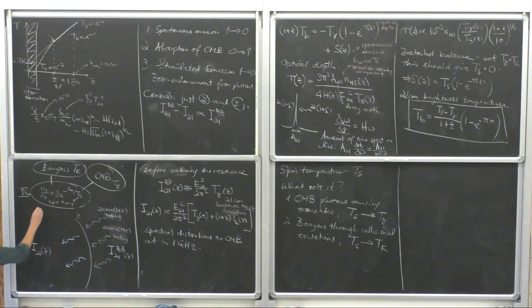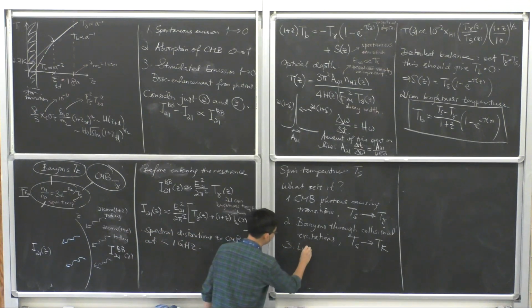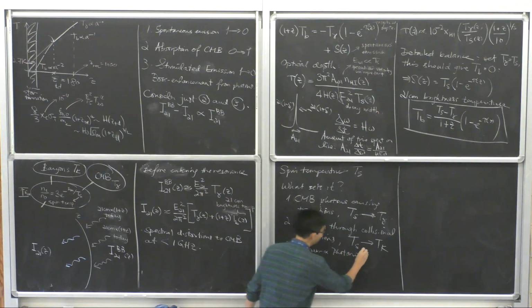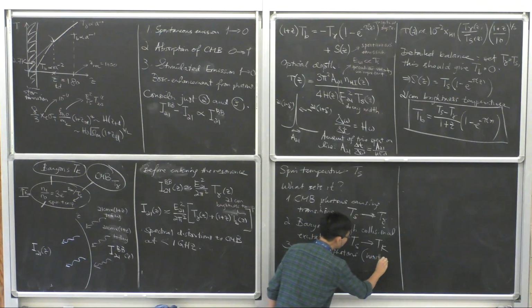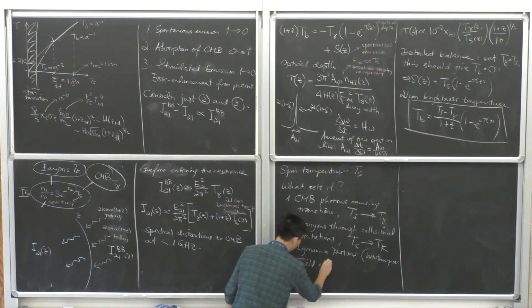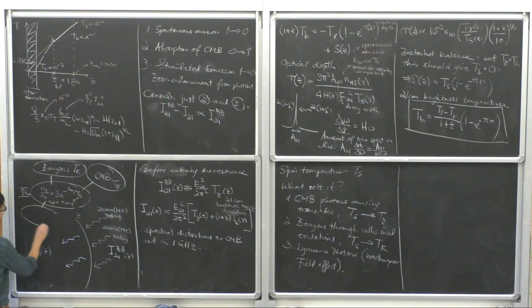Good. And now there's a last one, which is maybe the most surprising, which is Lyman alpha photons, through something called the Wouthuysen-Field effect. Okay, so there are Lyman alpha photons. We call Tc the color temperature of the Lyman alpha photons.